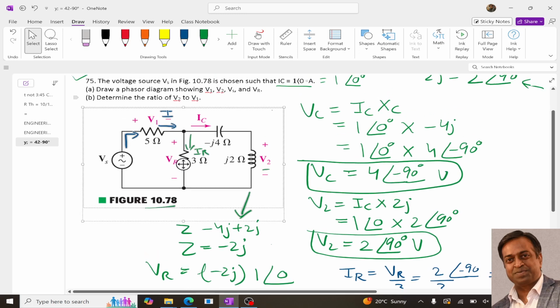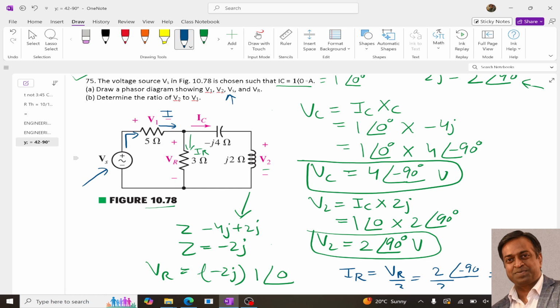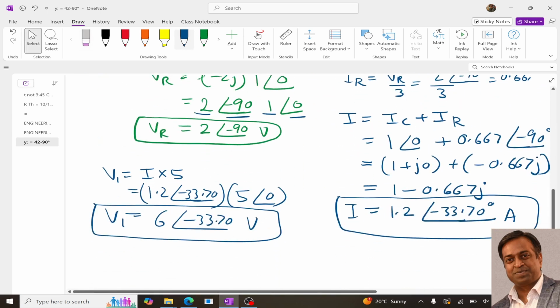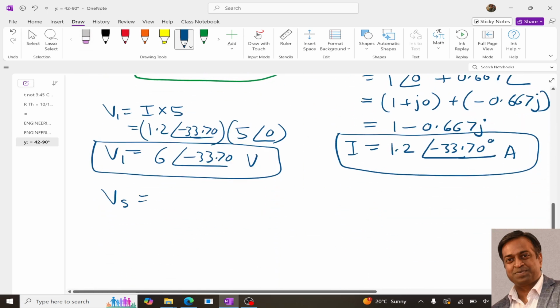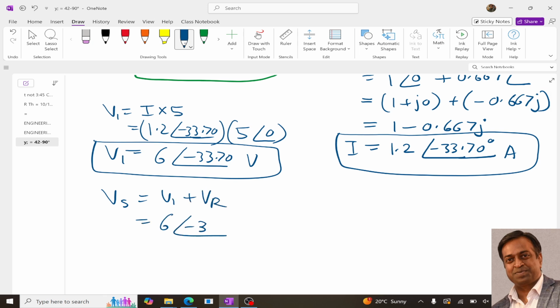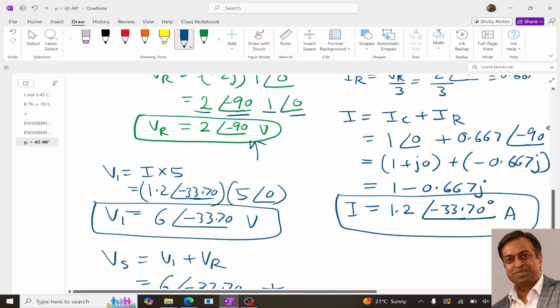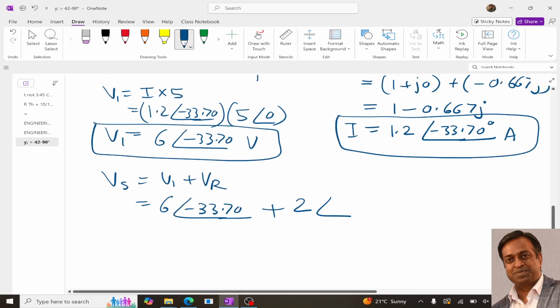Now Vs, because we need Vs also. So what will be our Vs? Vs will be the voltage drop across 5 ohm and the voltage drop across this 3 ohm. So Vs will be equal to V1 plus Vr. V1 is 6 angle minus 33.7, plus Vr, which is this, 2 angle minus 90.